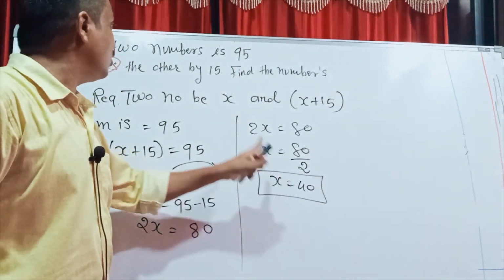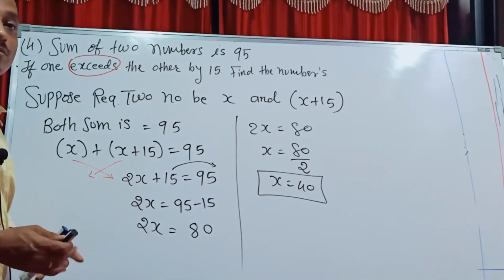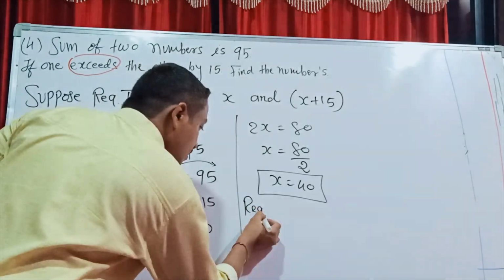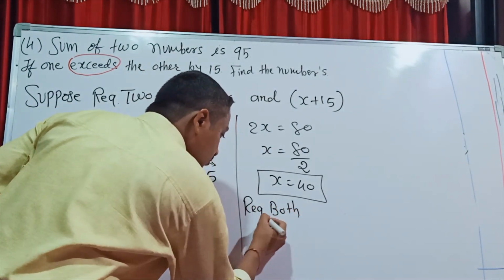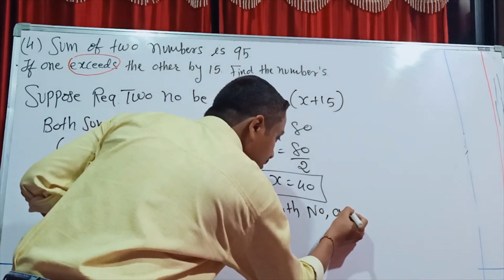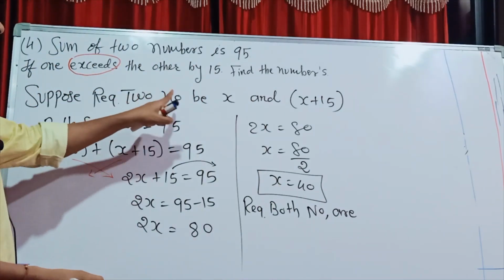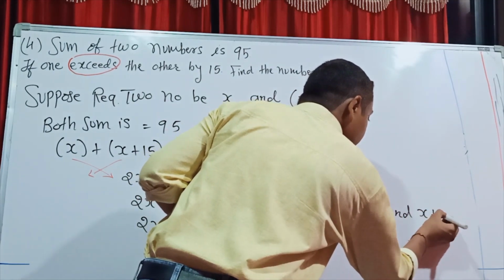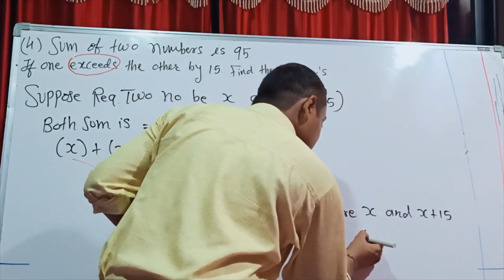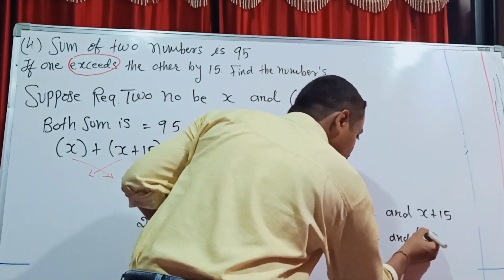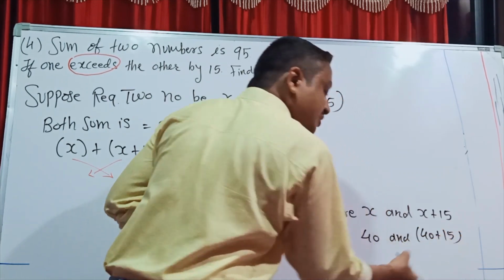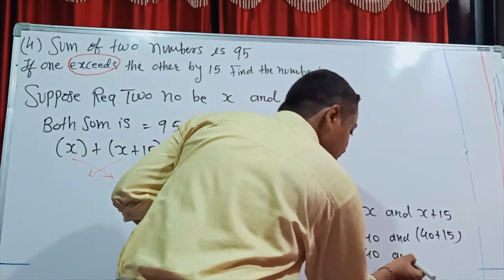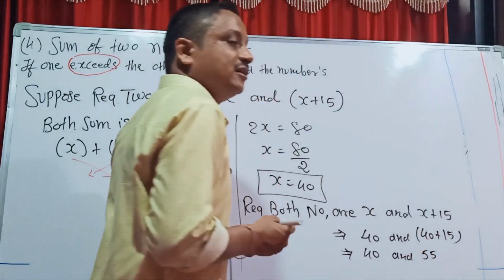Yes. This 40 is the answer for one x. Our target is both numbers. So find the numbers. So required both numbers are, what are the both numbers? x and x plus 15. Just put our number in the place of x: 40 and 40 plus 15. And how much is it? Yes, your answer is 40 and 55.